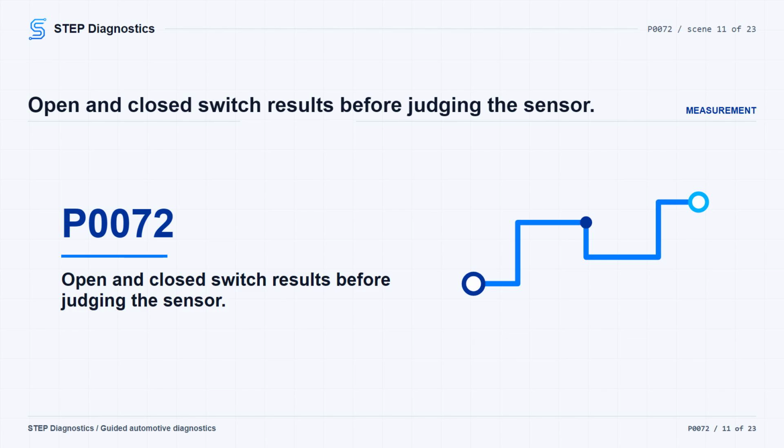Then move the switch to adjust and use the tool to vary resistance while monitoring the ECU signal voltage. If both open and closed responses are correct, the wiring and module side are testing good, so focus back on the sensor and its connector before making the sensor call.